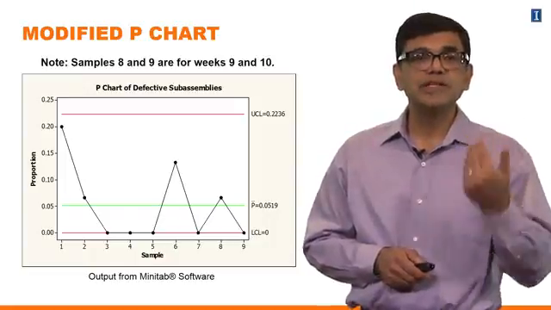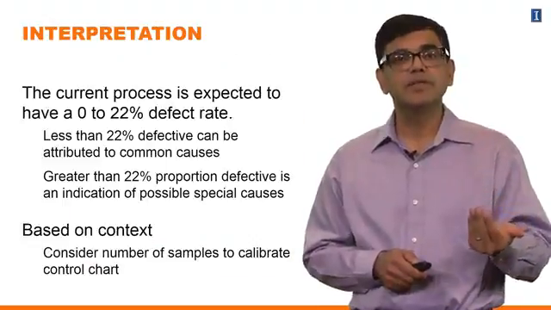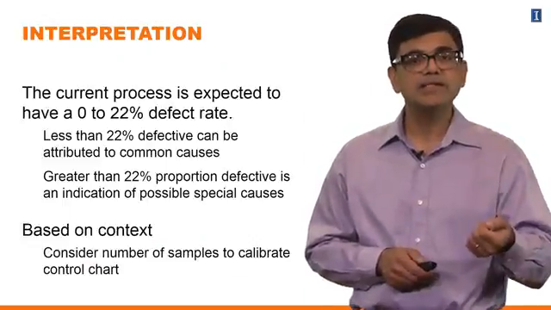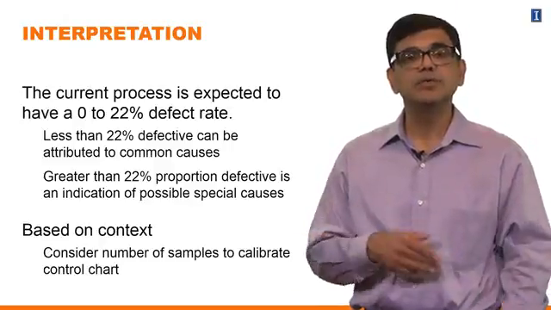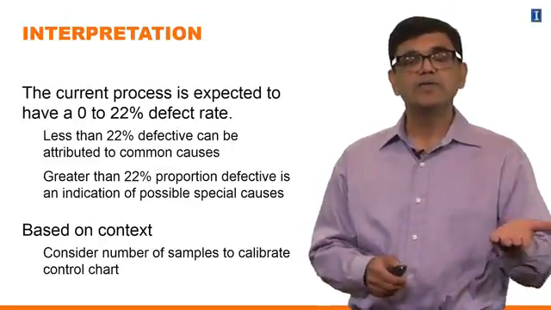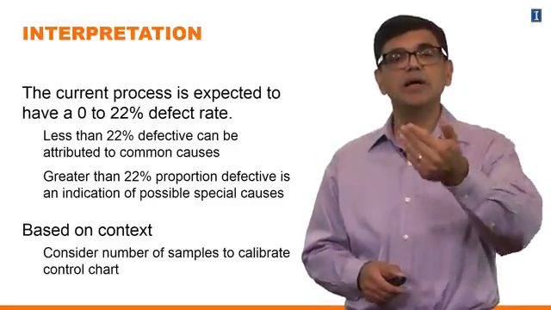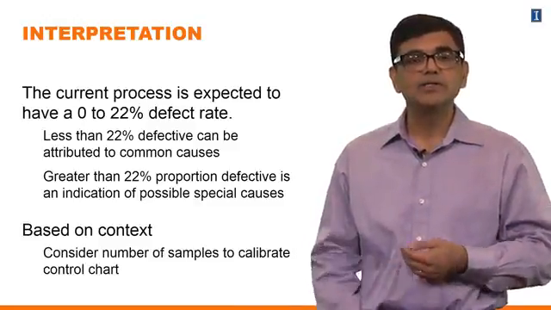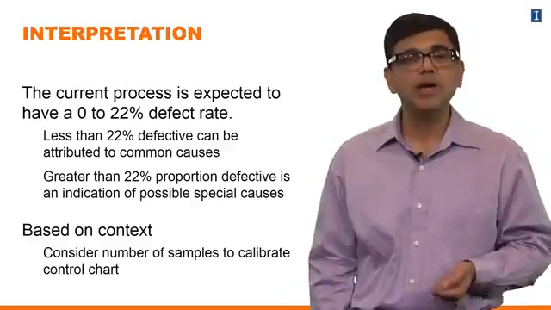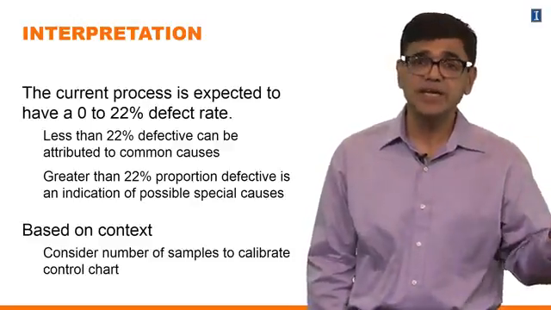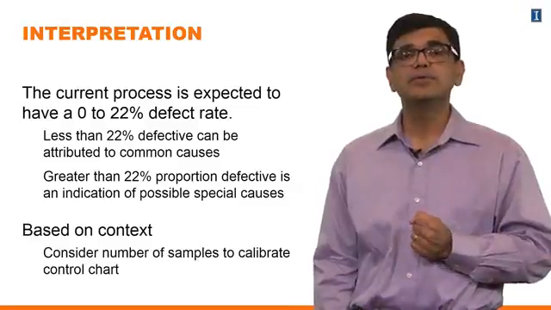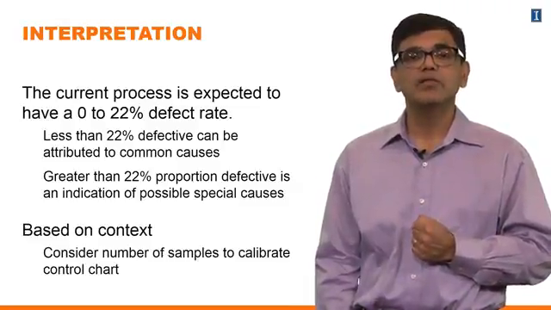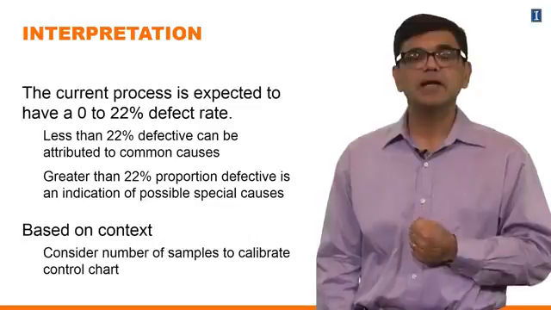So what you can infer from this is that the current process is expected to have between a 0 to 22% defect rate. We got the 22% defect rate based on the upper control limit. So given the current technology, given the way the process is designed, given the kinds of training that you have for your people, you are expecting a 0 to 22% defect rate from this particular process, right?